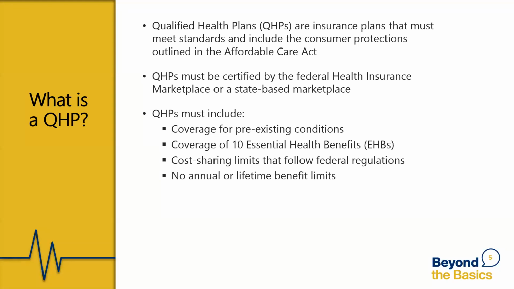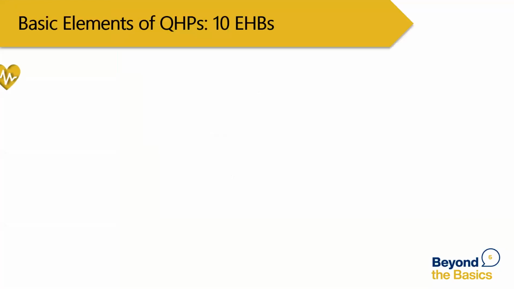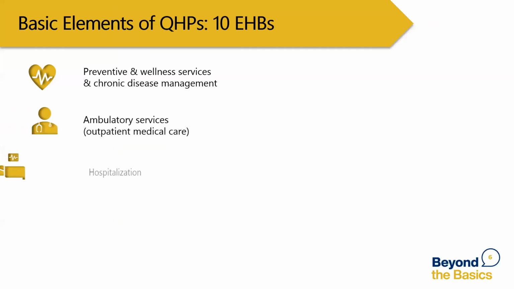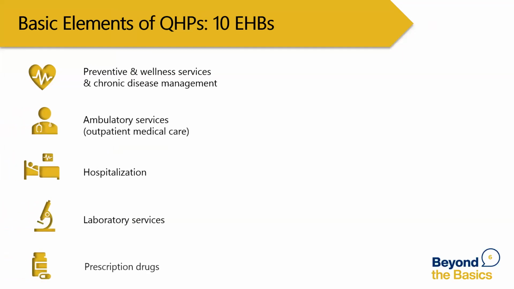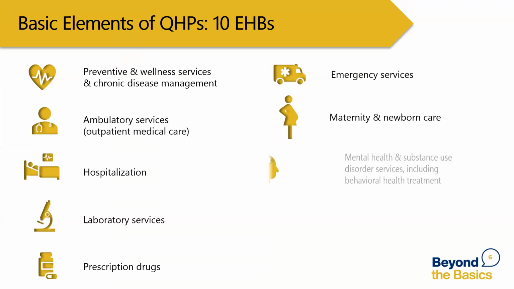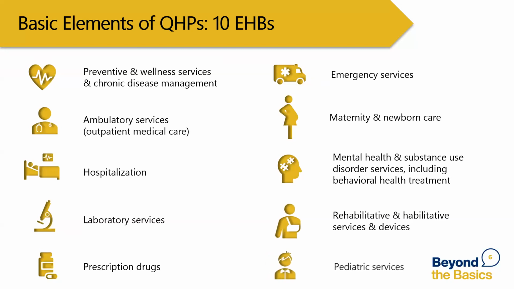Now that we know what a QHP is, let's talk about the basic elements of QHPs, starting with those 10 essential health benefits. So every QHP is required to cover 10 kinds of healthcare services. These services are known as essential health benefits, and they include preventive care services, ambulatory services, which is just outpatient medical care, hospitalizations, laboratory services, prescription drugs, emergency services, maternity care, mental health and substance use disorder services, rehabilitative services, and pediatric services. So as you can see, QHPs are designed to provide really comprehensive coverage. Of course, limitations do apply. So for example, while QHPs are required to cover prescription drugs, they're not required to cover every single prescription drug currently available.